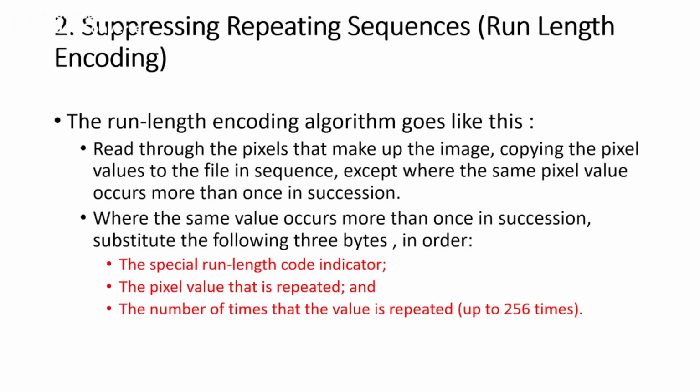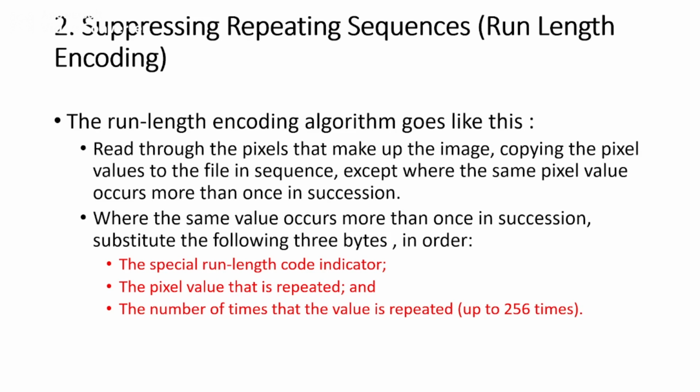The second compression technique is run length encoding, where we suppress the repeating sequences. Whenever you have a large image file, it will have its own pixel values. Whichever pixel value is getting repeated, we are going to suppress using a special run length code indicator. We have an algorithm for this.